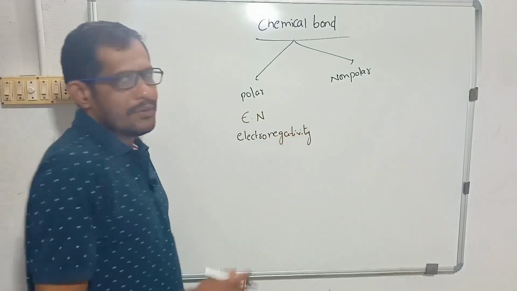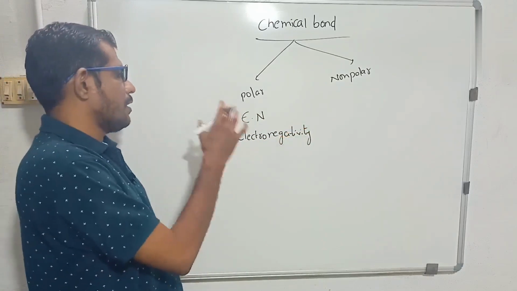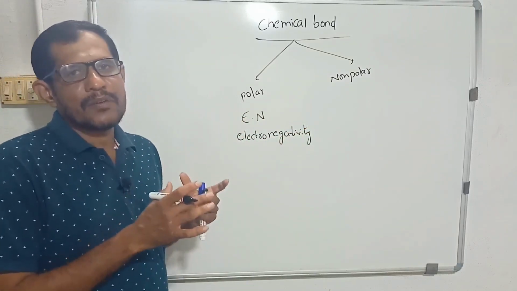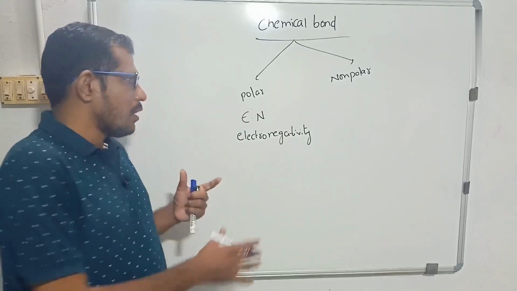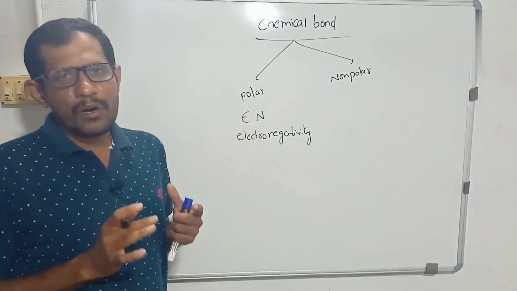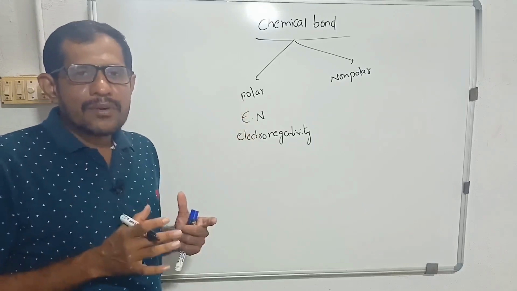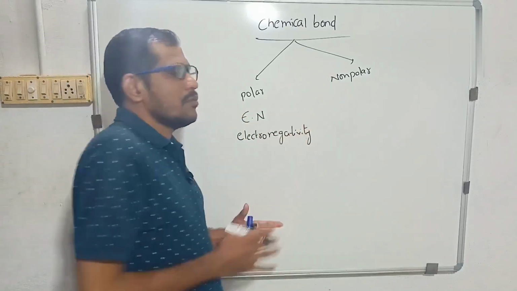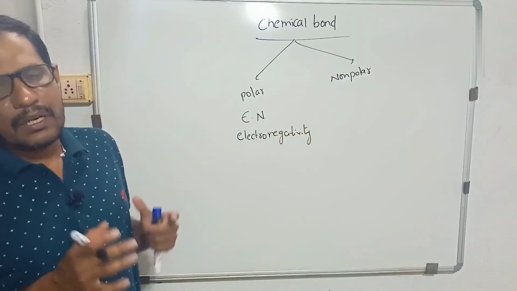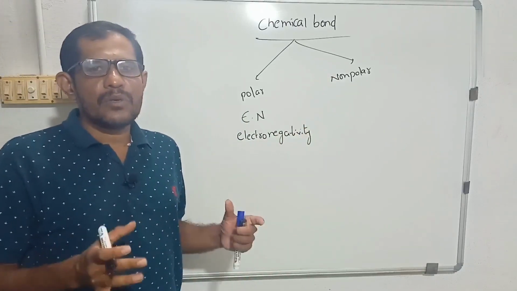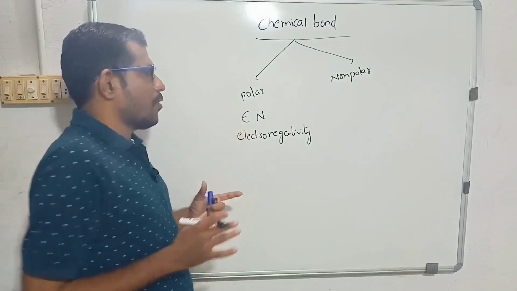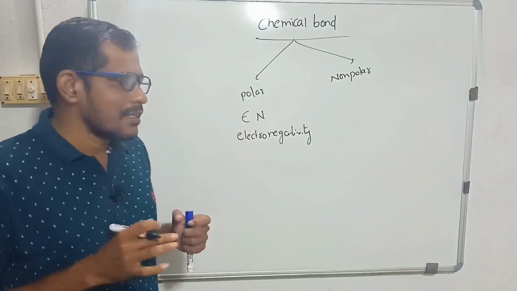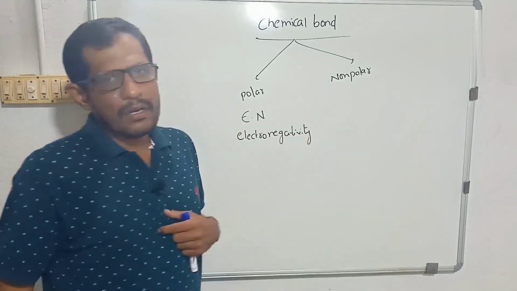If the electronegativity difference between the two elements is more, then those compounds are polar compounds. If the electronegativity difference between the two elements is less, those compounds belong to non-polar compounds. I repeat, if the electronegativity difference is more, they are polar compounds; if it is less, they are non-polar compounds.